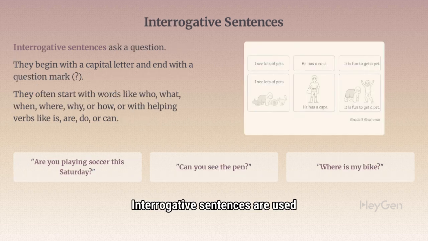Interrogative sentences are used to ask questions. They start with a capital letter and end with a question mark. Commonly, they begin with words like who, what, when, where, why, or how, or with helping verbs such as is, are, do, or can. Examples include, are you playing soccer this Saturday? And where is my bike?